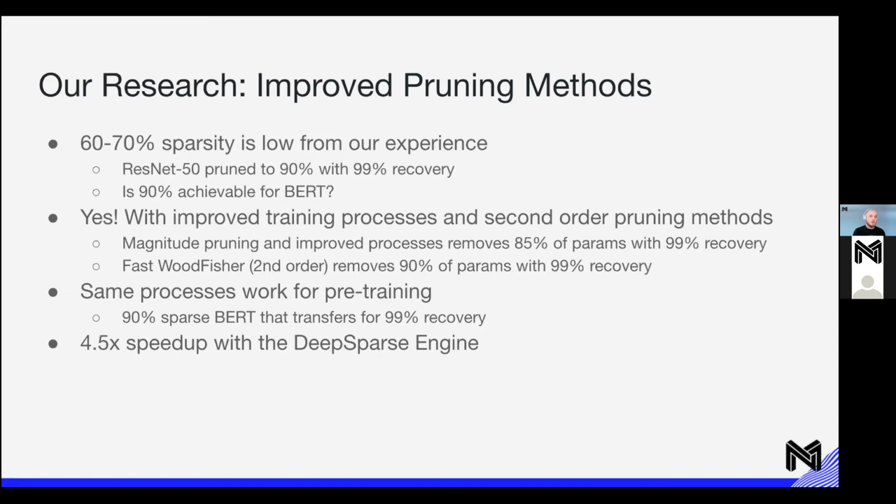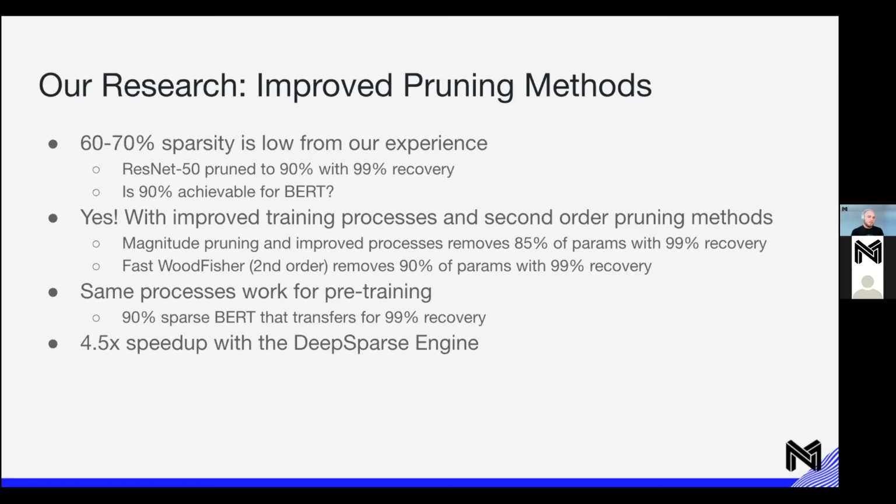Then there was a quick question that came in: what is the impact of second order pruning methods on training time? That's a great question. In terms of pruning, what's interesting is that it actually reduces your overall training time while pruning, mainly because you're able to prune in fewer epochs. With the magnitude approaches, we would take about 30 epochs on downstream pruning to converge, but with the second order Fast WoodFisher, we're able to do all this in 10 epochs. So it ends up being faster than magnitude pruning, even though it is more expensive.